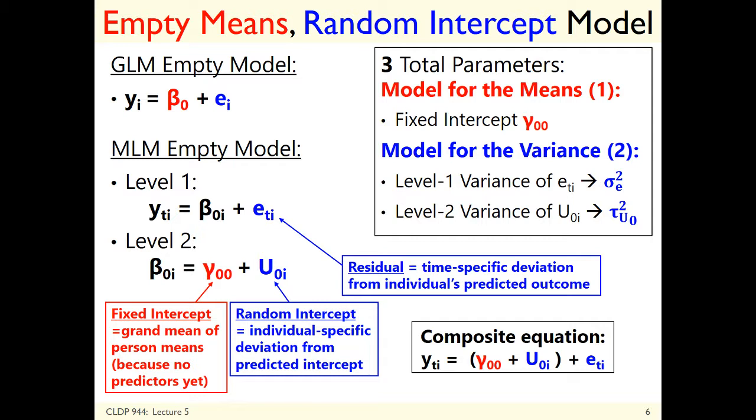GLM empty model. So this is an empty means random intercept model. If we were writing this for single occasion data, I'd have one y per person, so y gets an i subscript. The model for the means would be just the fixed intercept beta 0, which does not have a subscript because it's the fixed intercept. It's the part that everybody gets. And each person, if they have only one y, would have only one e.